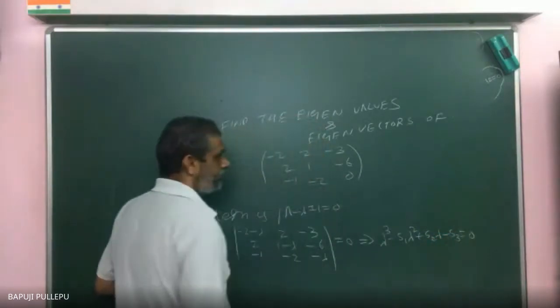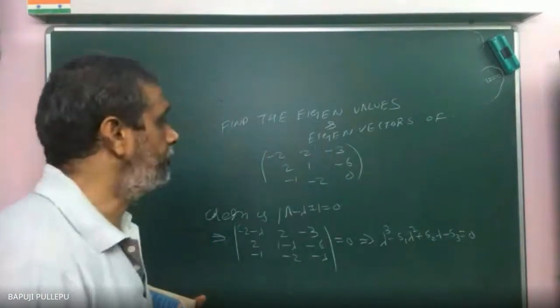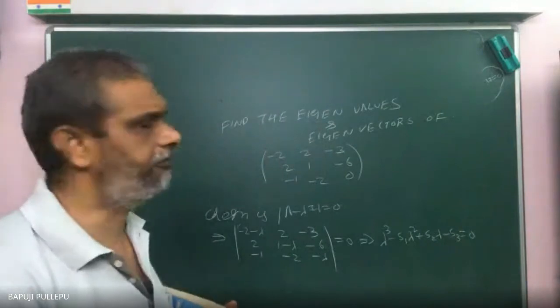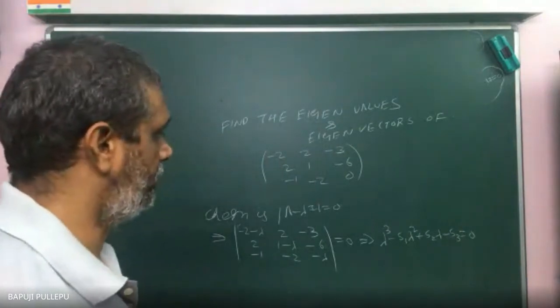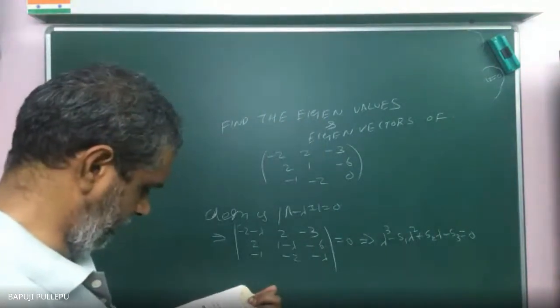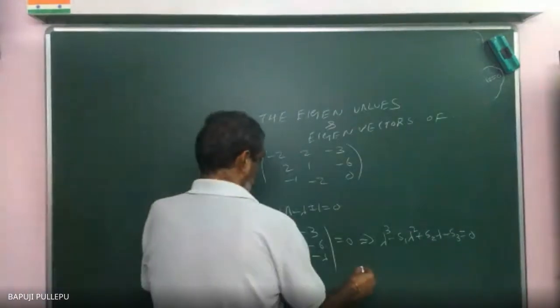Do you know who is S1? Trace, the sum of the diagonal elements. Who is S2? The sum of the minors of the diagonal elements. S3 is what? The determinant of A. I'm skipping all this, everything we have done. This equation I got in the last class already, I think. If you want, you can check.